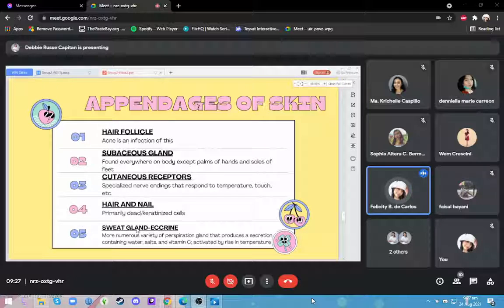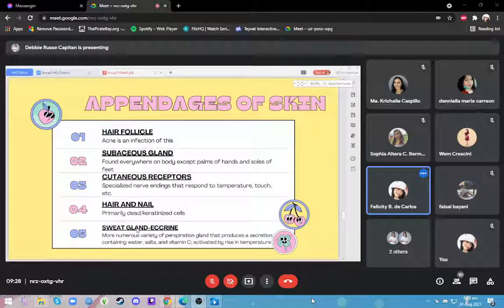Let's move on to the appendages of the skin. The skin appendages include the sweat glands, nails, and the unit of the skin that comprises the hair shaft, hair follicles, the sebaceous gland, and the arrector pili muscle. The answer for our number one is the hair follicle. Acne is an infection of this.